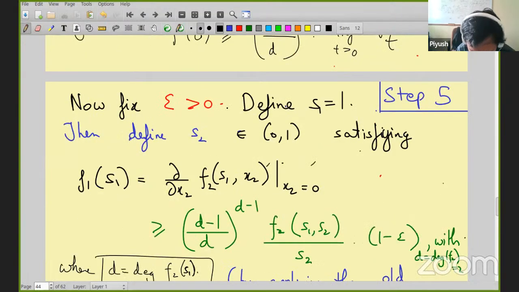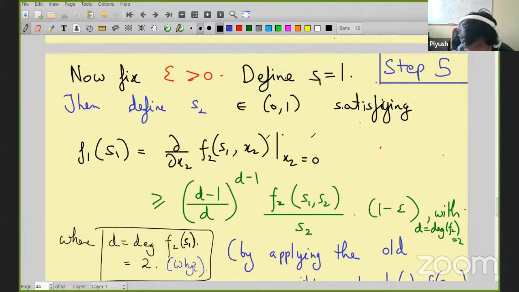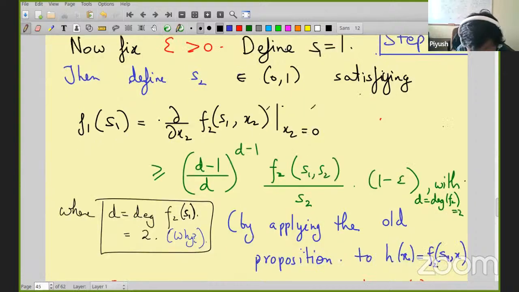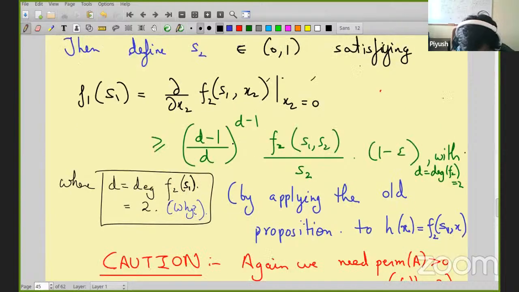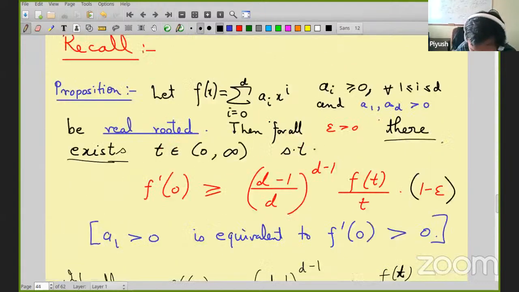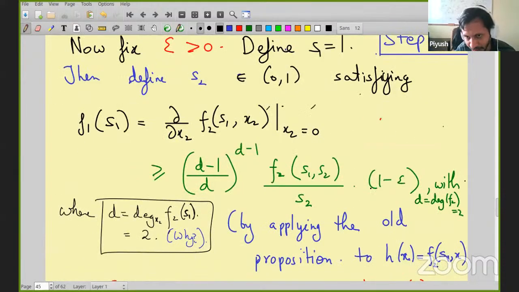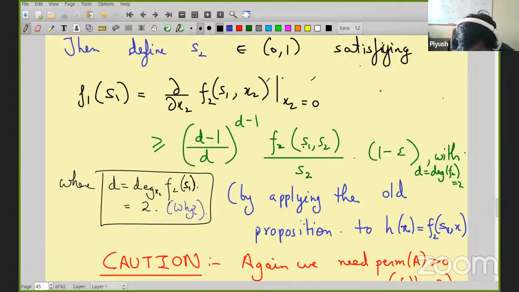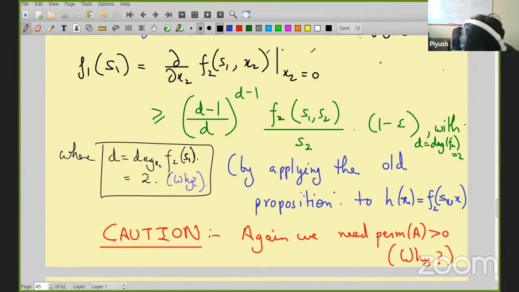Okay, so now let's fix some arbitrary epsilon positive, small, and define. Now we start doing the same thing. We define s1 equal to 1, and s2 satisfying this derivative of f with respect to x2, where this is again the degree of x2 in f2. So this is now applying the proposition to f2. You have to check one more thing, that the linear term is non-zero, but that can be checked again. So yeah, then you get this. Again we used all these a positive.